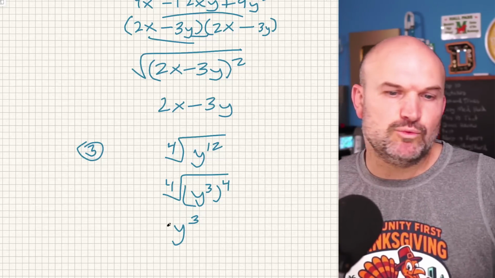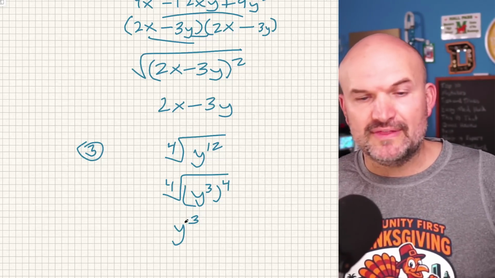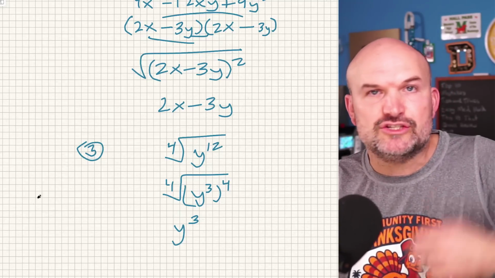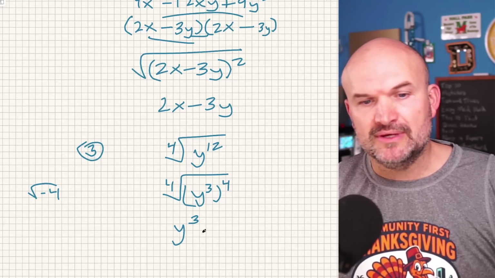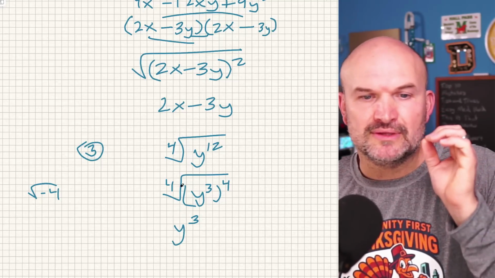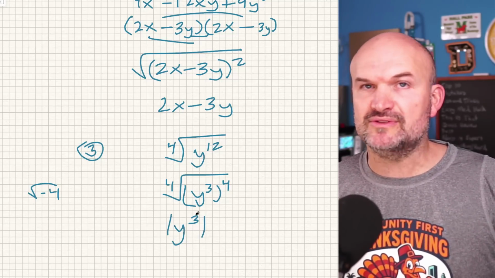The problem is, what if y was negative? If y was negative, then I would have a negative result, and we cannot take the even root, right? You cannot take the square root of a negative number, at least in our real number system. So what we do to make sure that our result is always going to be positive for even roots, we're going to put an absolute value.